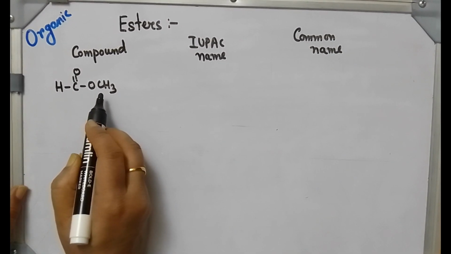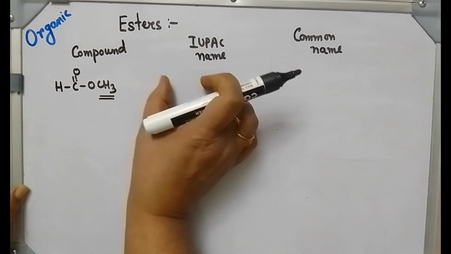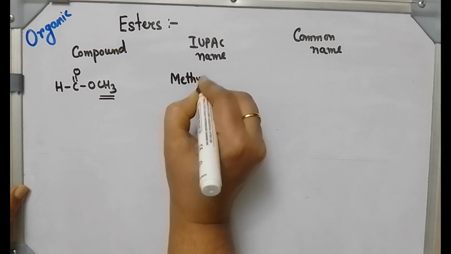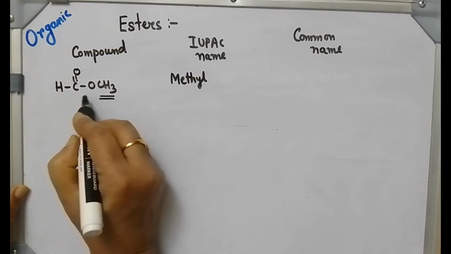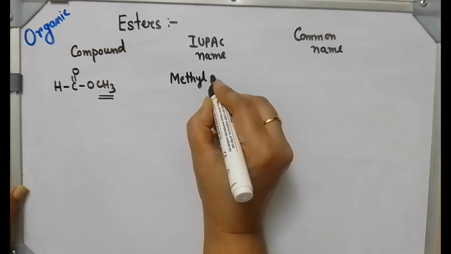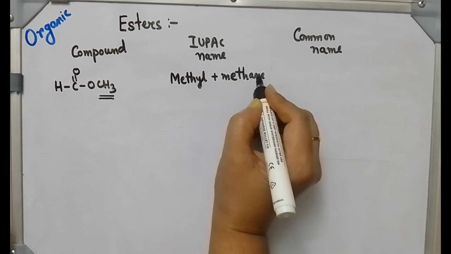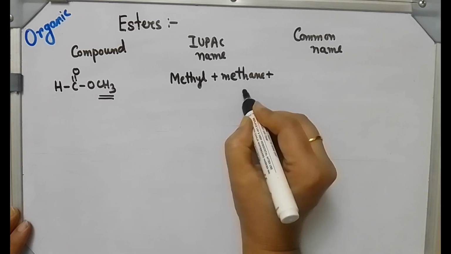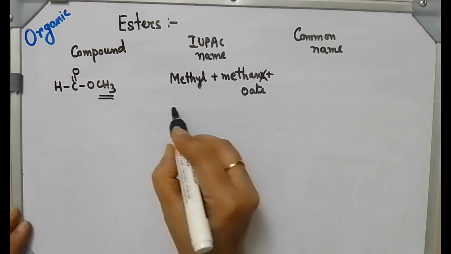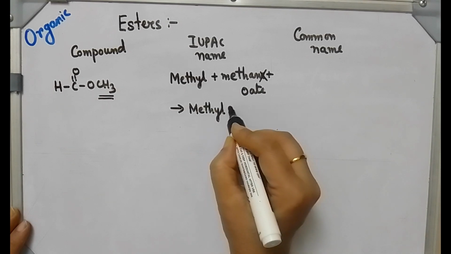Now for IUPAC name of this HCOOCH3, what you have to do? First you see here, it's methyl group. Whatever alkyl group is here, you have to write its name. So here methyl group is there, so we are writing methyl. After that, see, remaining portion is having only one carbon atom. So methane, this plus methane plus what secondary suffix you have to add? Plus OATE, O-A-T-E. Since it is starting with vowel, so you have to drop this E. Means its name, IUPAC name will be methyl methanoate.